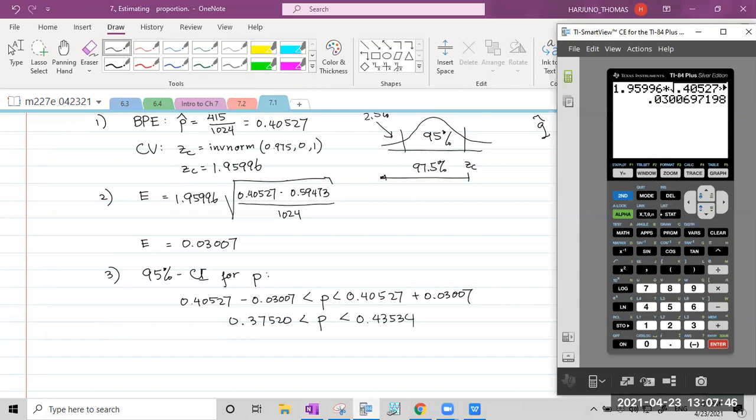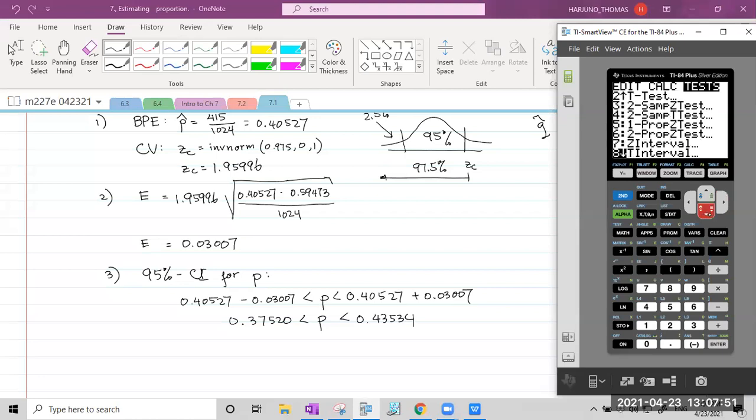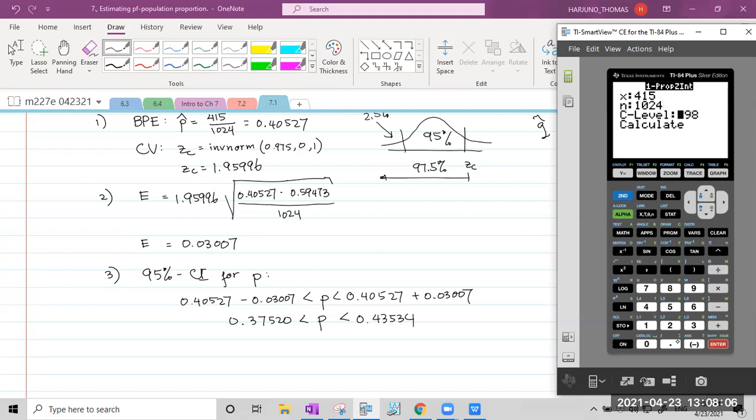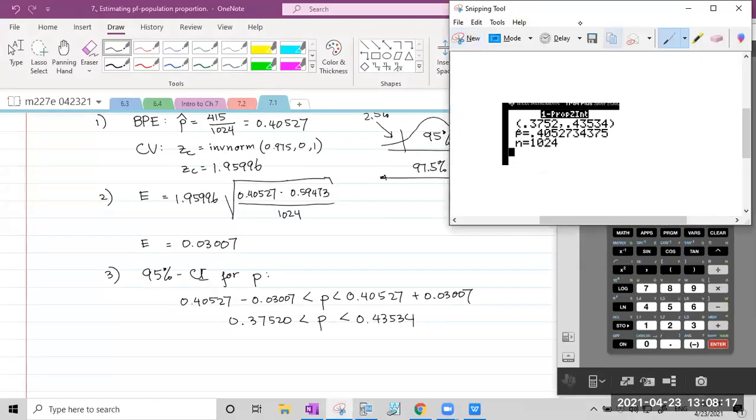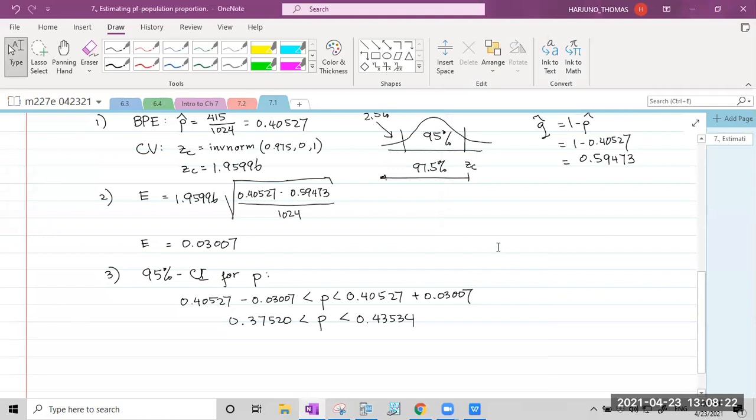Now, last thing, to check with our calculator, you go STAT TESTS, 1-PropZInt, 1 proportion z interval. The x is 415. The n is 1024. Confidence level 95%. Calculate. Boom. That's what we have.